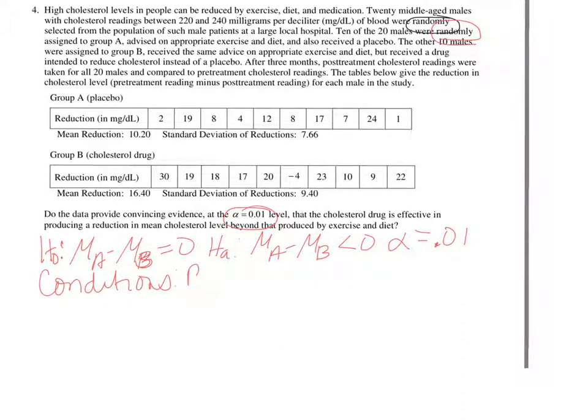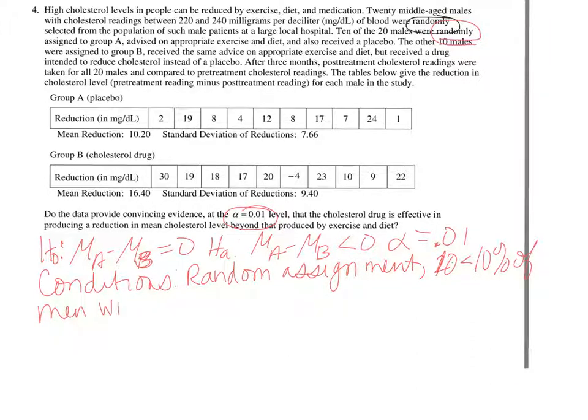So with the random assignment, that's one condition that works. 10 is less than 10% of men with high cholesterol for both groups. So 10 or 20, because they're both in one group of men with high cholesterol. And the last one is nearly normal. And in order to do that, we have to enter the data into your calculator.